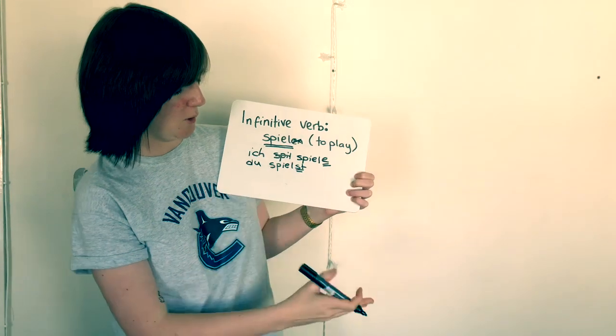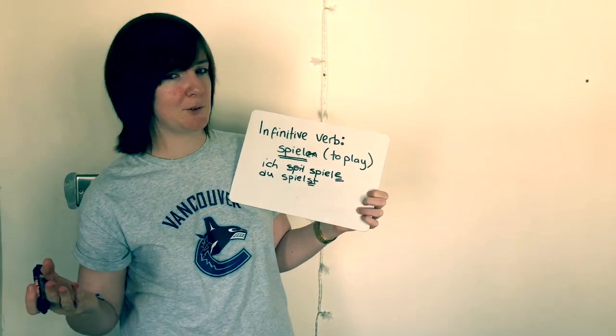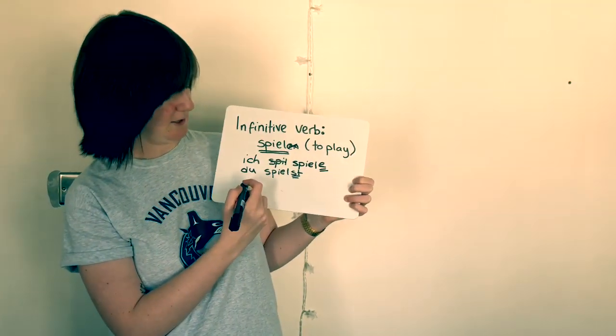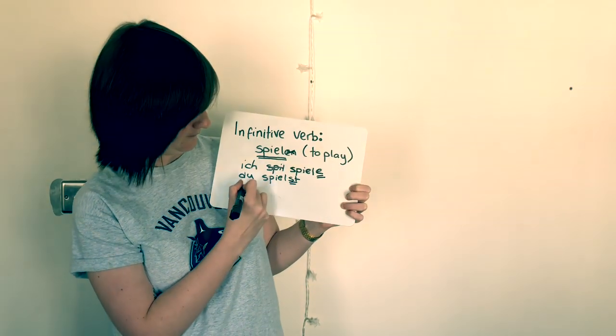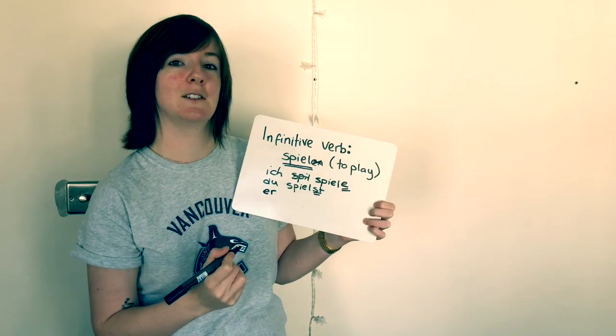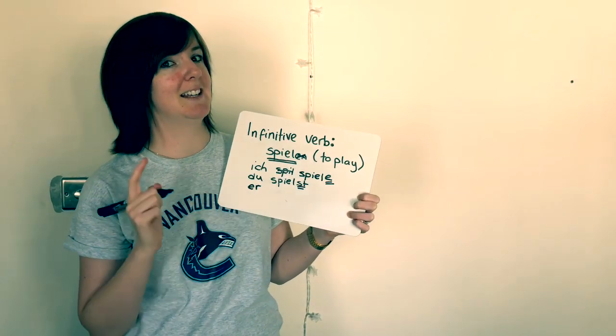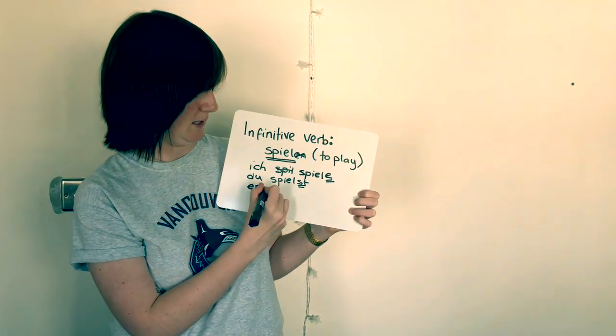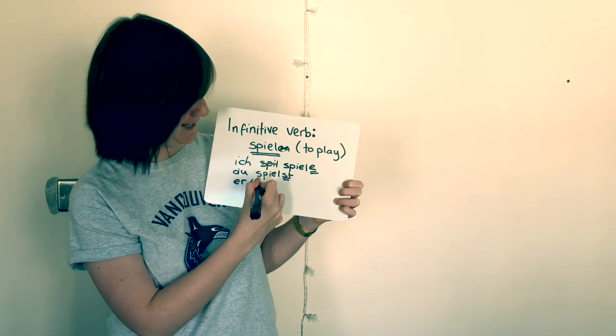Okay, what about if Wolfgang's friend is playing tennis? We want to talk about him. We're going to add the third person subject. What if Wolfgang's friend is a girl? We're going to add the third person subject in the feminine, which is, you guessed it, sie.